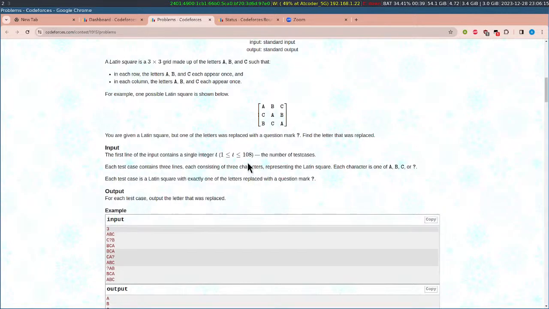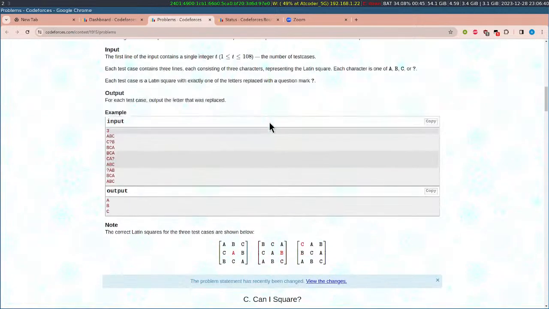We don't need a lot of properties here. We know that for each row, the letters A, B, C appear exactly once, because the total rows are 3. What we can do is count the frequency, the number of times each letter appears. The letter which is missing would be appearing 2 times.